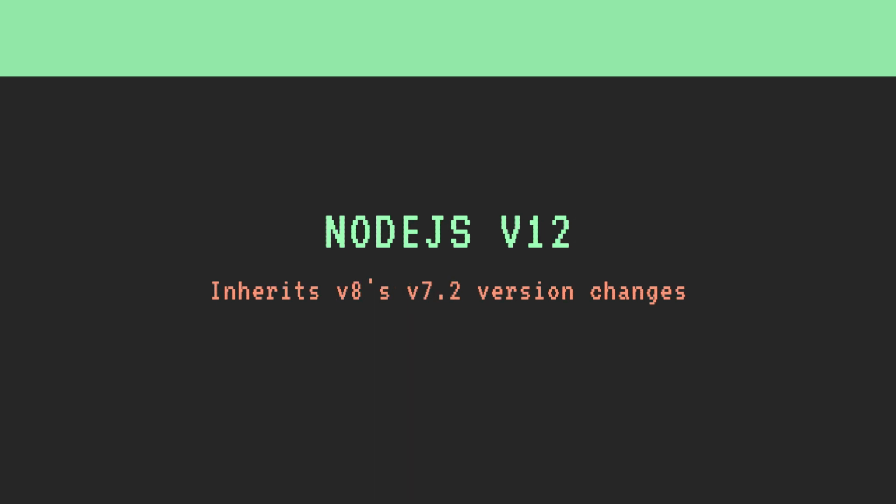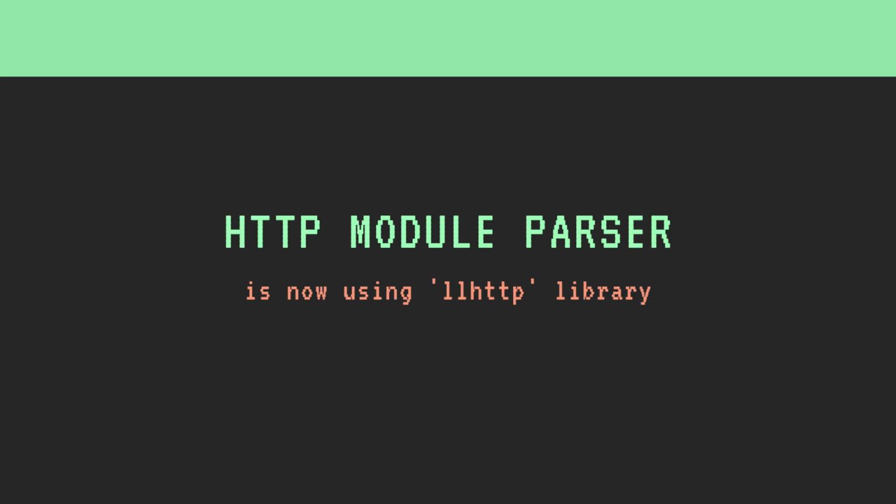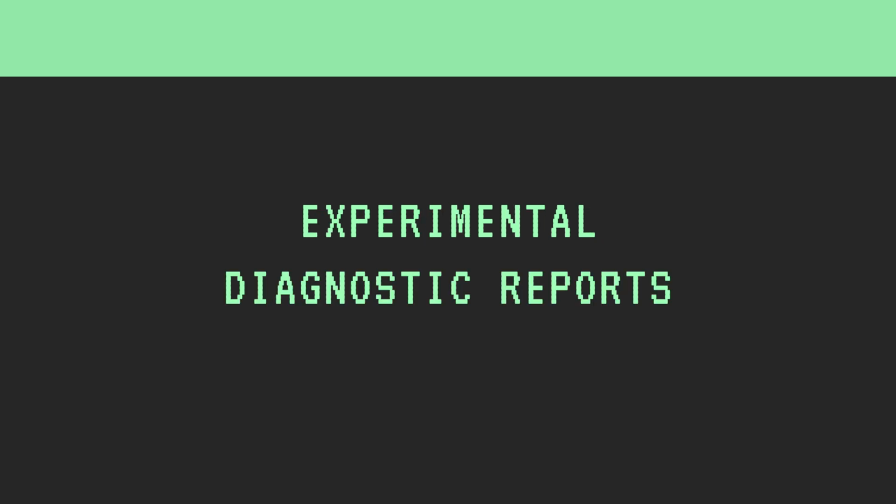Three, Node.js version 12 inherits all the changes that Google released for the V8 engine version 7.2 back in December 2018. Four, the HTTP module's parser now defaults to using the llhttp library, which they claim is 116% faster.